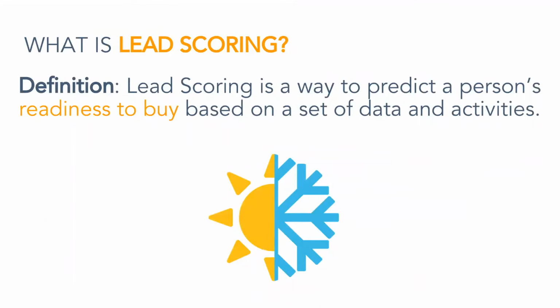Here's the definition. Lead scoring is a way to predict a person's readiness to buy based on a set of data and activities. If we think back to the previous slide with the HubSpot sales and marketing funnel, as a lead demonstrates a higher degree of sales readiness qualification, they move down the funnel. Lead scoring is a way to help you identify those hot and cold leads and help you to move those hot leads down the funnel and try and warm up any of the cold leads. Lead scoring helps you to convert leads into customers by prioritizing the leads most likely to convert.